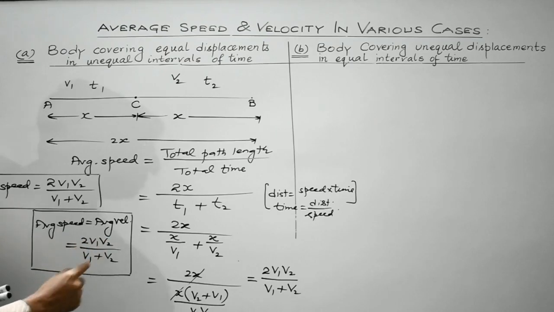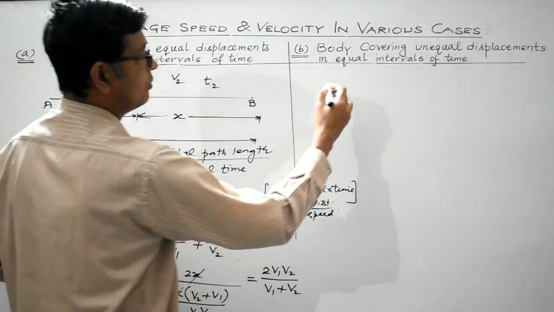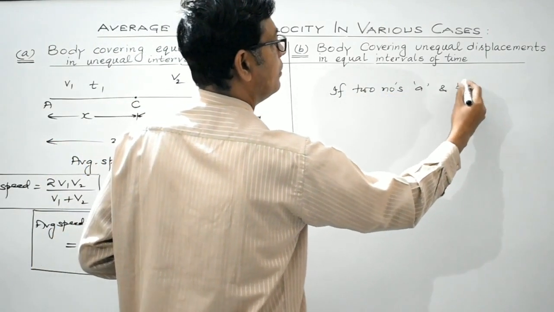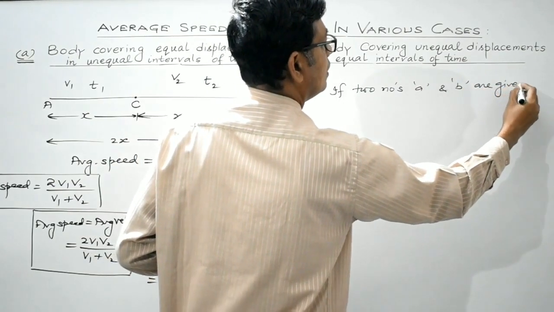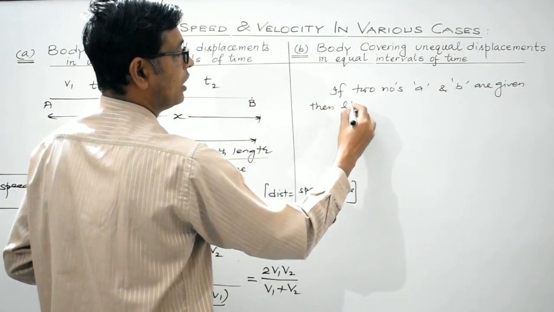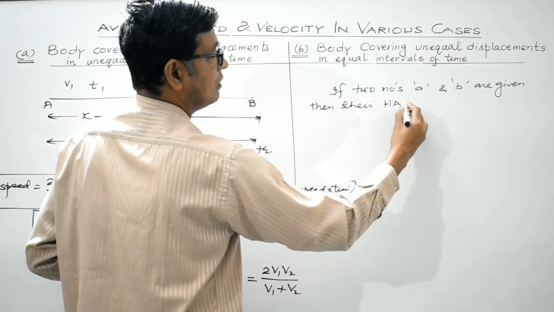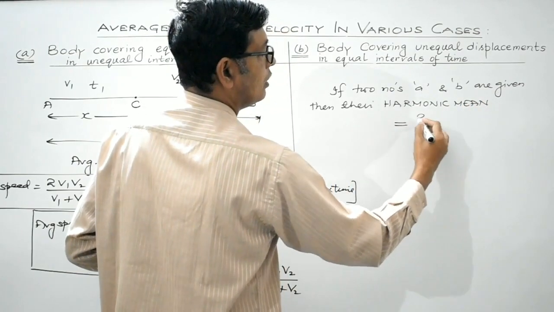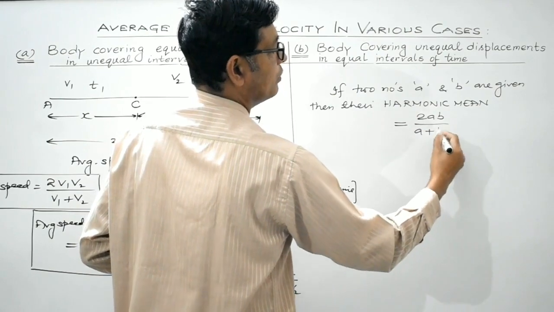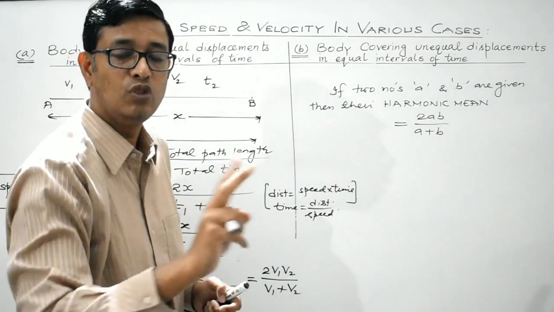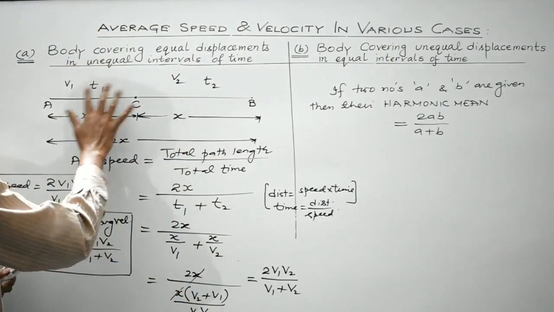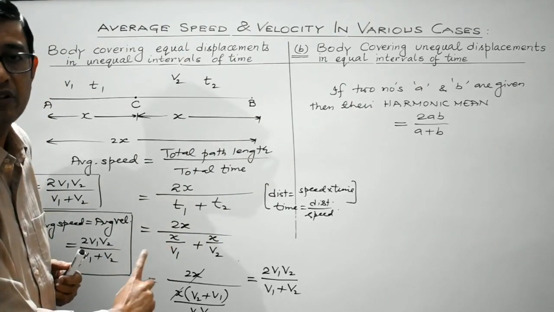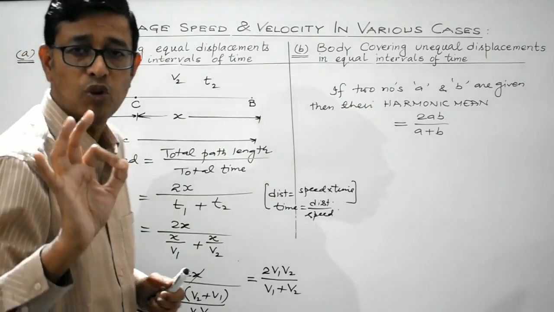This is actually known as the harmonic mean. If two numbers a and b are given, then their harmonic mean is given by twice ab divided by a plus b. So here, if the two numerical values are v1 and v2, then the harmonic mean would be twice v1, v2 divided by v1 plus v2. So that's an important conclusion.